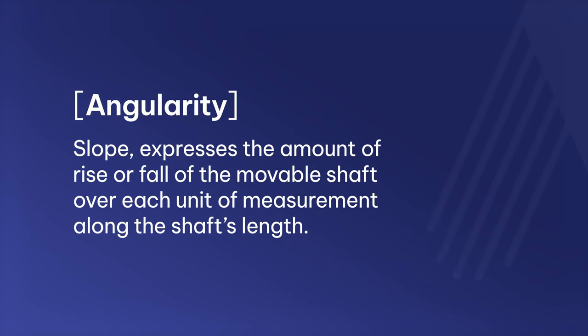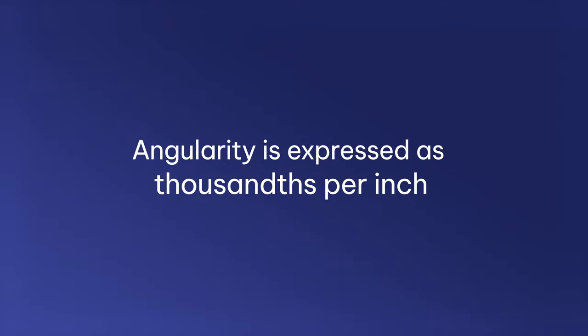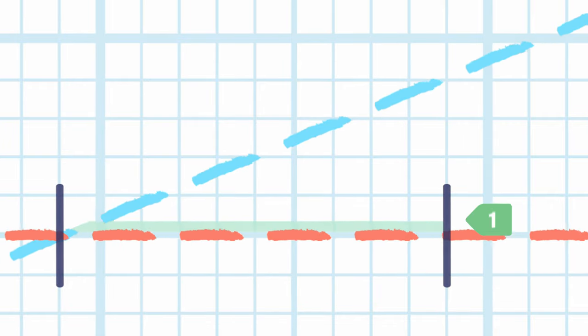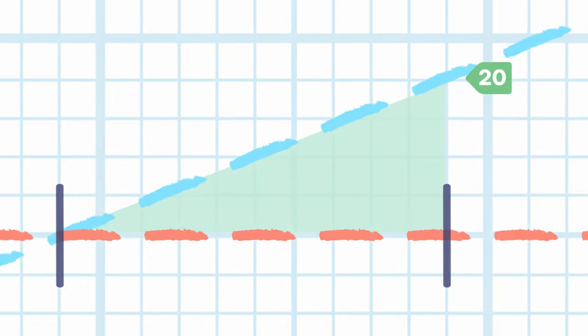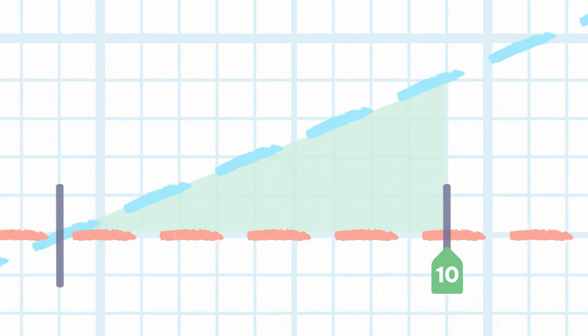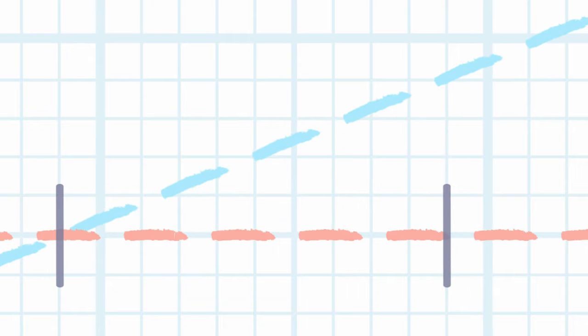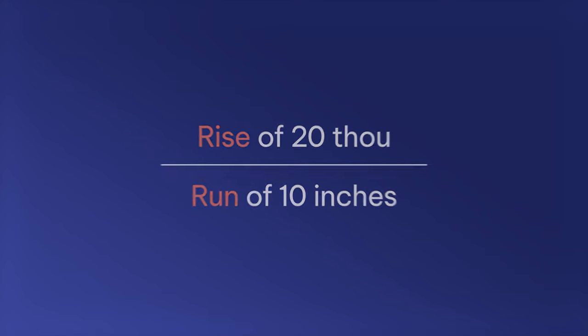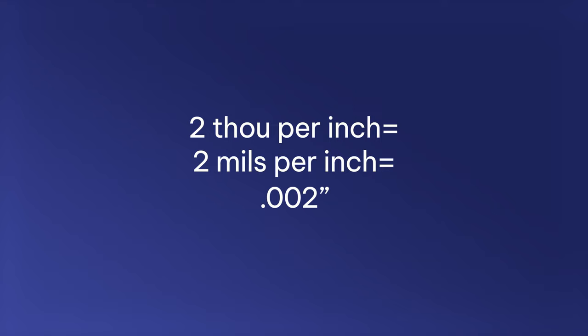In geometry, this concept is called slope or rise over run. Angularity or slope expresses the amount of rise or fall of the movable shaft over each unit of measurement along the shaft's length. Angularity is expressed as thousandths per inch. From the graph, we can see that the shaft rises 20 thou between the front and back feet of the motor. The distance between the front and back feet of the motor is 10 blocks across, or 10 inches. Divide the rise of 20 thou by the run of 10 inches to get the angularity, which is 2 thou per inch.